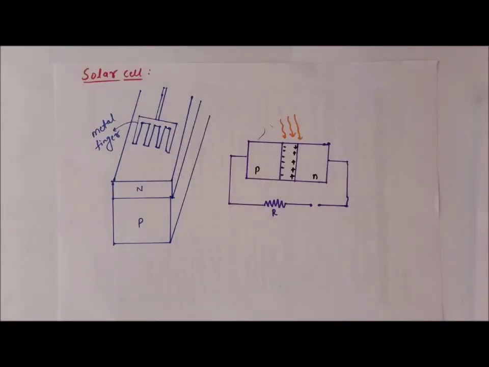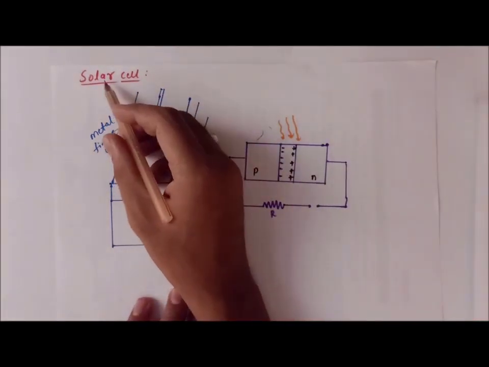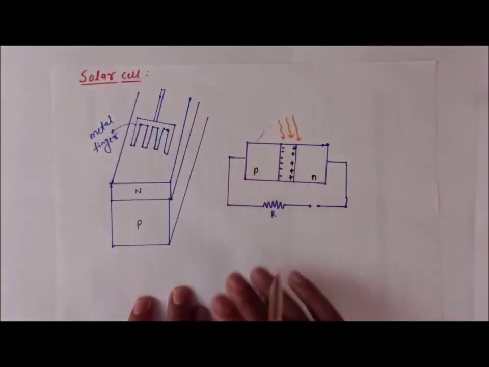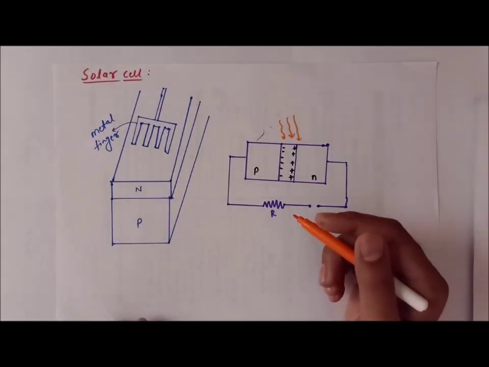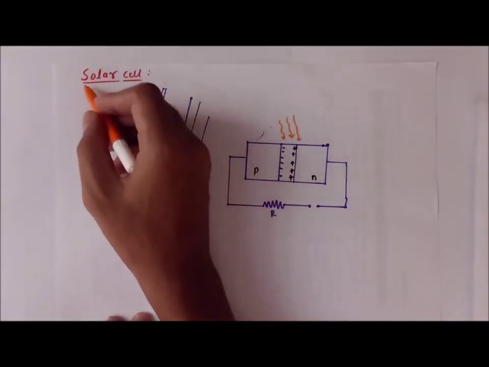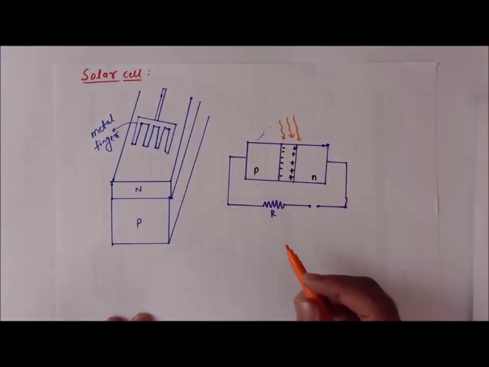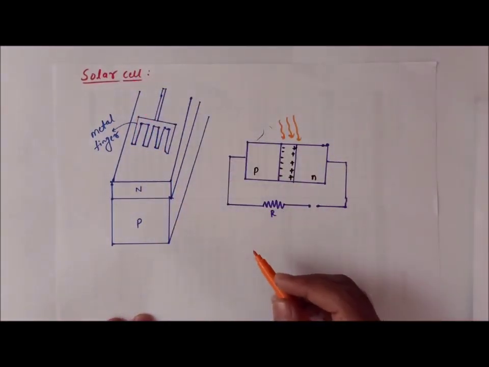The best source of energy, which is freely available as long as the earth exists, is solar energy. That is the energy coming from the sun. We can generate electricity with the help of a solar cell. This is also one type of semiconductor diode, without any pollution in the environment.